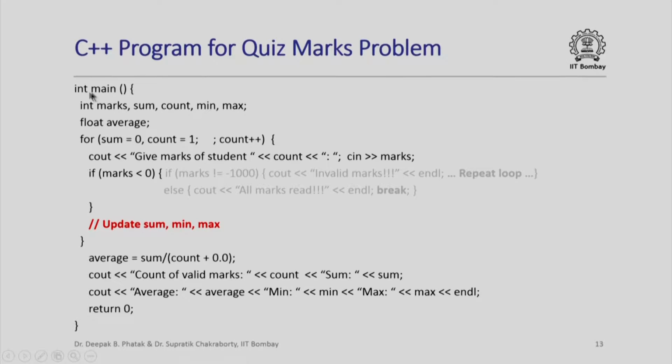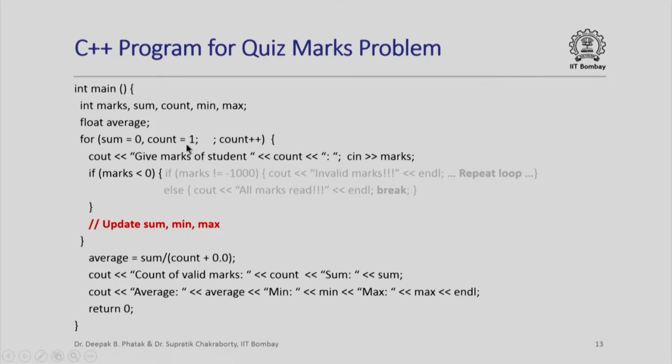The main function returns a value of type int. I have several variables declared here: mark, sum, count, min and max. The average could be a floating point number, so it is declared to be of type float. And now I have this one for loop, and as the initialization expression I use this compound expression, which is made up of two assignment expressions separated by a comma.